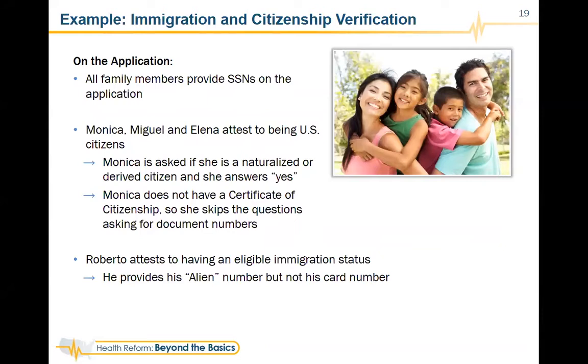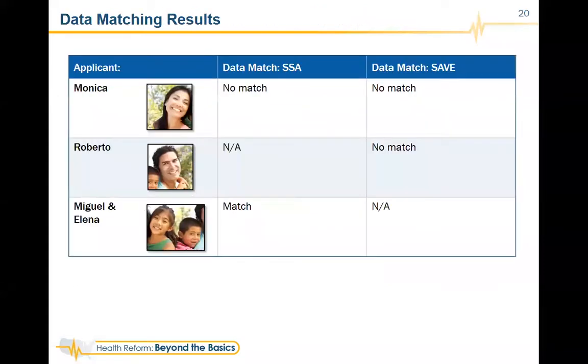And Roberto, he's the lawful permanent resident. He attests to having an eligible immigration status, and he provides his A number, but not his card number. In his case, he's going to be asked for both those numbers, and we're just going to say that he just provides the A number. So let's look at what happens to their data matching results.